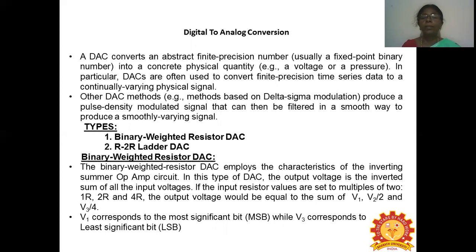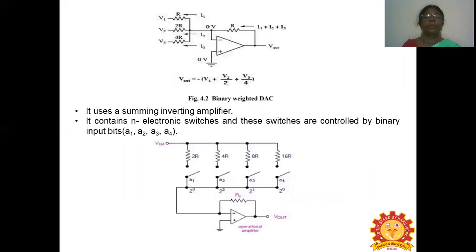If the input resistor values are set to multiples of 2, such as R, 2R and 4R, then the output voltage would be equal to the sum of V1 plus V2 by 2 plus V3 by 4. Here V1 corresponds to the most significant bit, while V3 corresponds to the least significant bit. The circuit uses a summing inverting amplification.